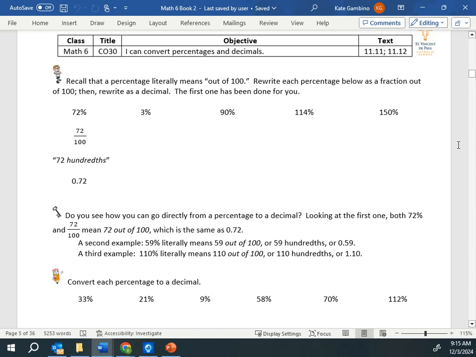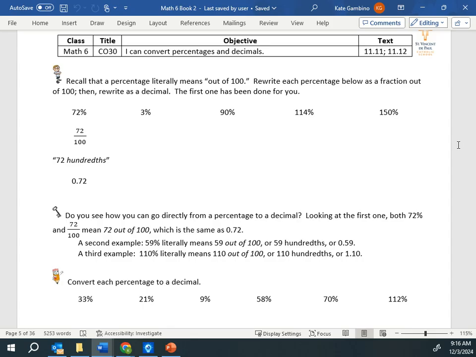Good morning. Today we are continuing working with those percentages, and we are doing CO30. I can convert percentages and decimals. So yesterday we were working on converting those percentages and fractions, going back and forth. Now we're doing percentages and decimals, going back and forth. So, what is our magic number when it comes to percentages?